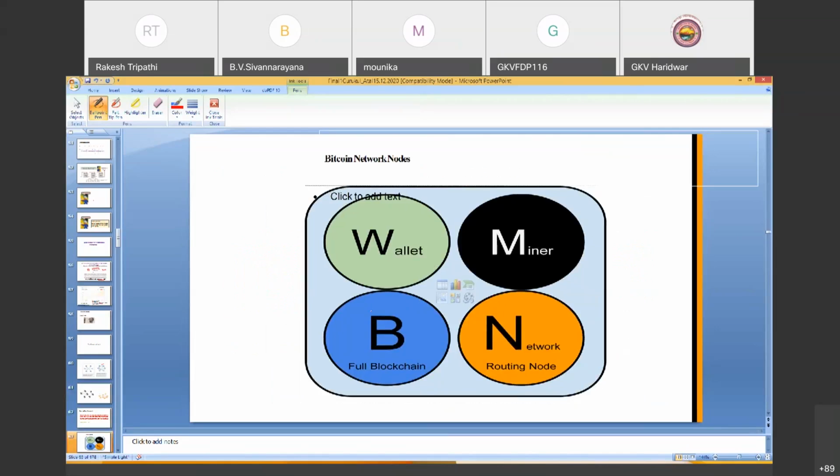In the Bitcoin network there are 4 types of nodes: wallet, miner, full blockchain, and routing node. With the wallet, we have a software wallet where a transaction is signed; it keeps the public key and private key for you. Miners are responsible for transactions: a miner will club them, make a block, and add it to the blockchain. And there is the full blockchain node. These nodes have the entire blockchain right from the beginning to the end. And there are networking nodes.